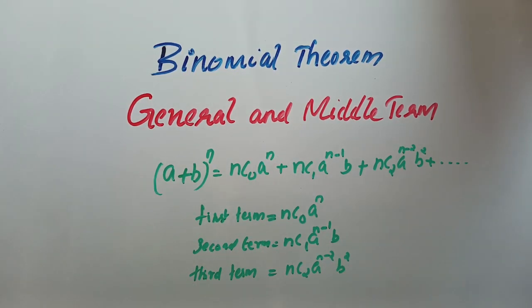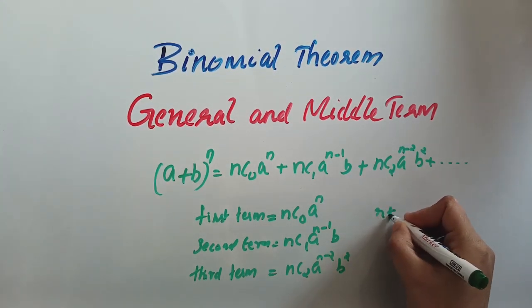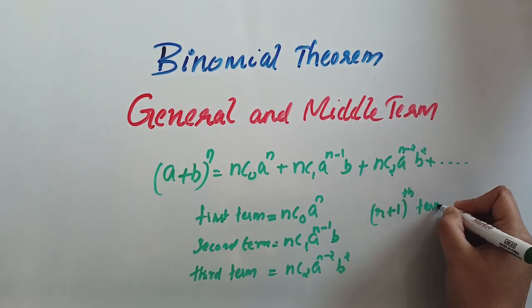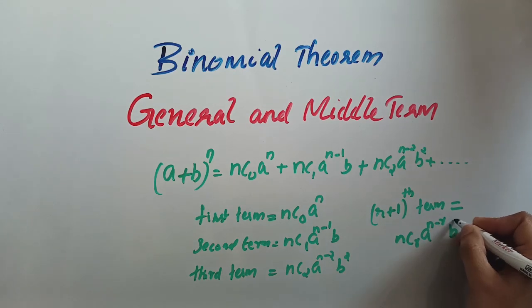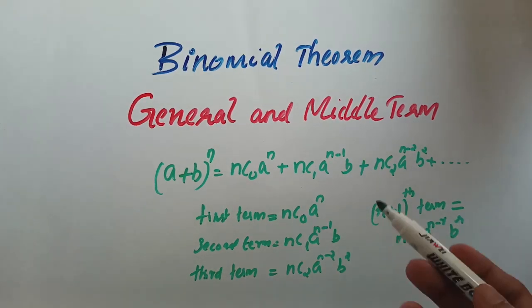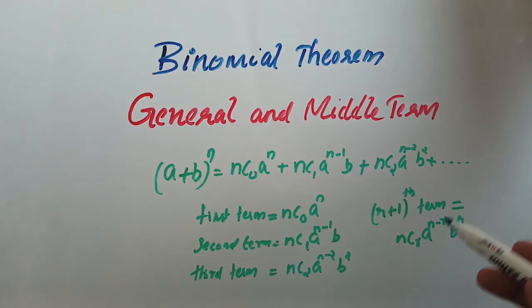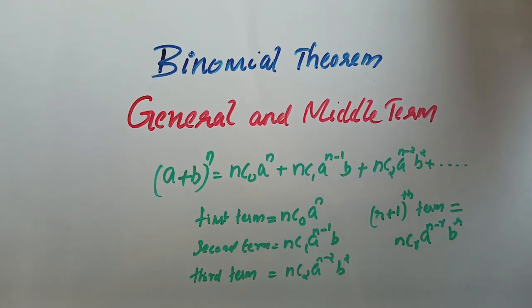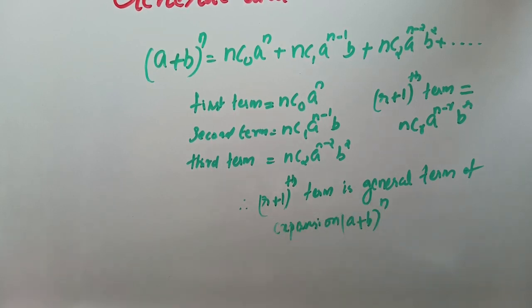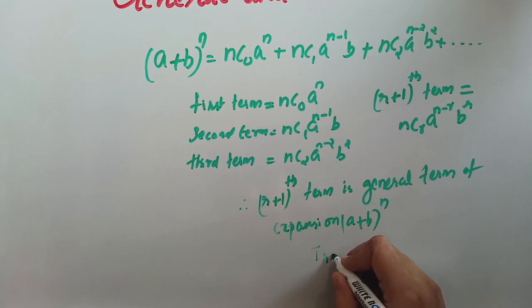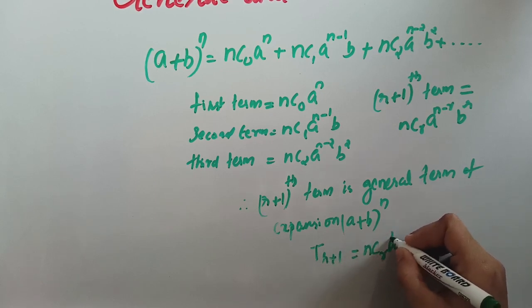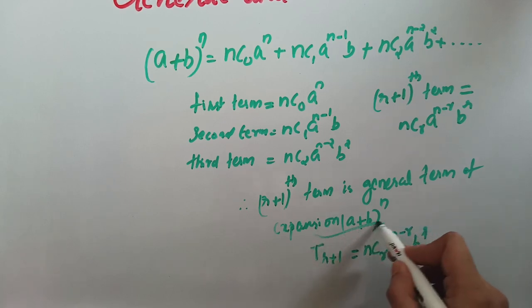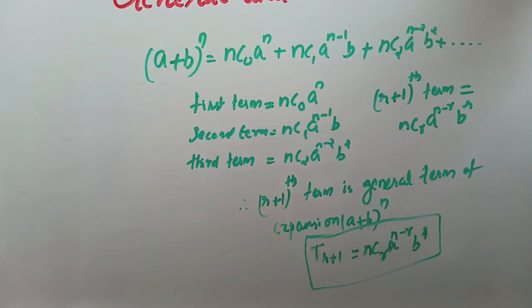It goes on. Therefore, we can write the (r plus 1)th term as nCr a raised to n minus r into b raised to r. By looking at the first, second, third term, we can write the (r plus 1)th term as nCr a raised to n minus r into b raised to r. Therefore, the (r plus 1)th term is the general term of the expansion (a plus b) raised to n. It is denoted by T of r plus 1, which is equal to nCr a raised to n minus r b raised to r. This is the general term of the expansion (a plus b) raised to n.